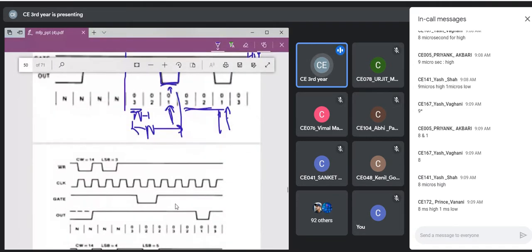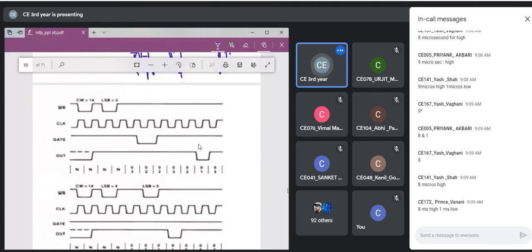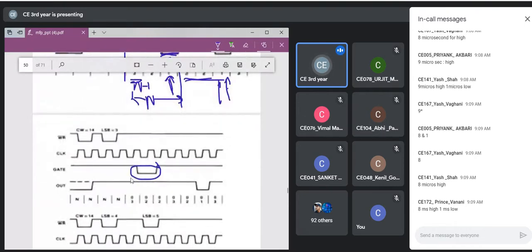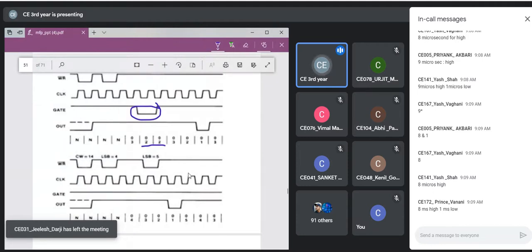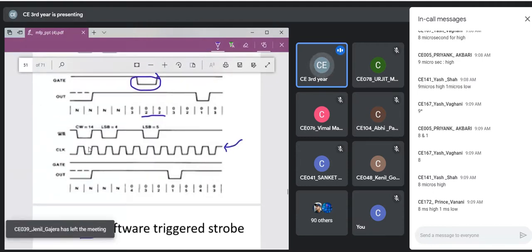This is remaining. Let us quickly see this. Suppose suddenly you were counting and the gate goes low, then what will happen? Gate was required high here. Suppose it goes low, then the count is retained. Right? It will not alter the count. One interesting phenomenon you will see here, a very interesting one. See, what is that?